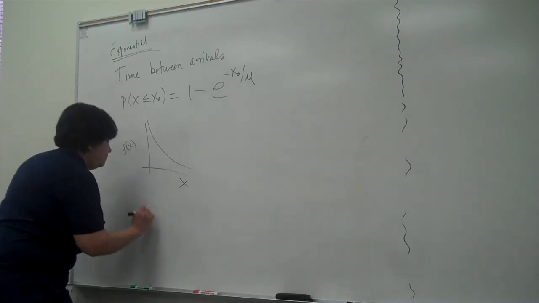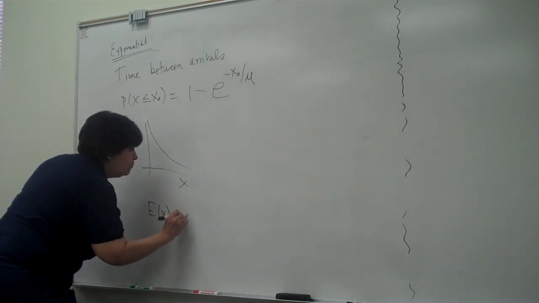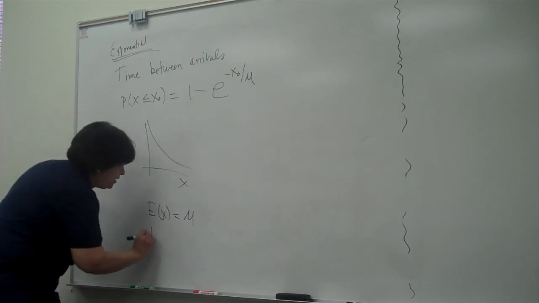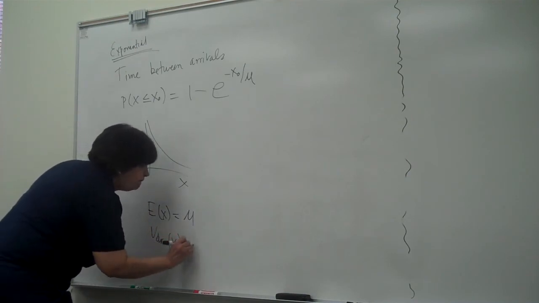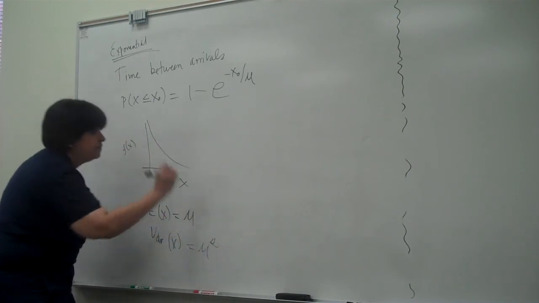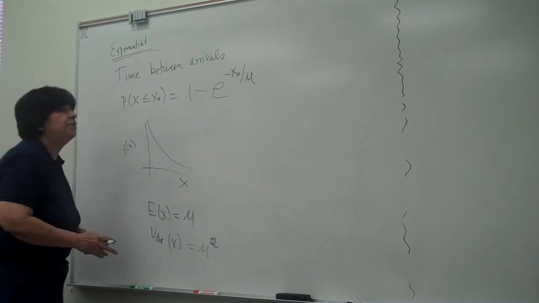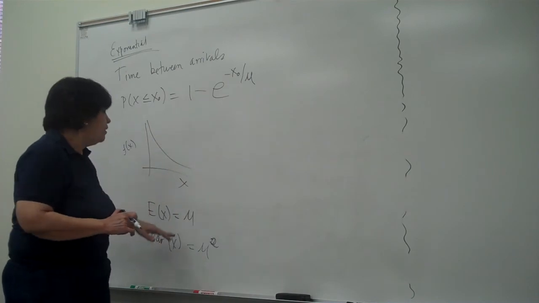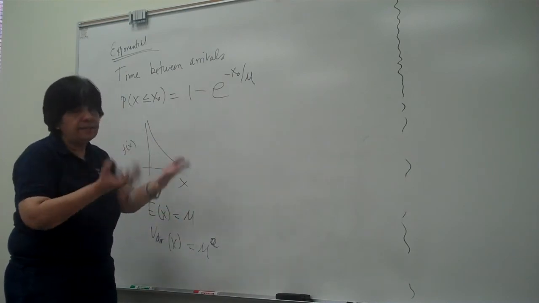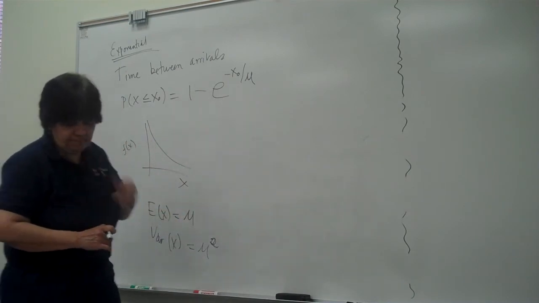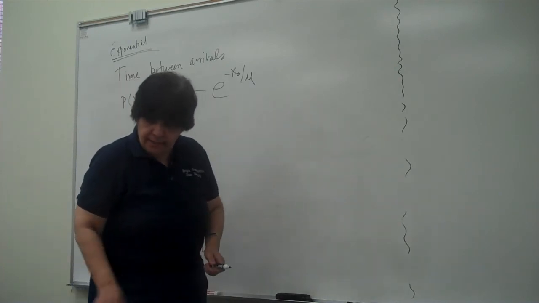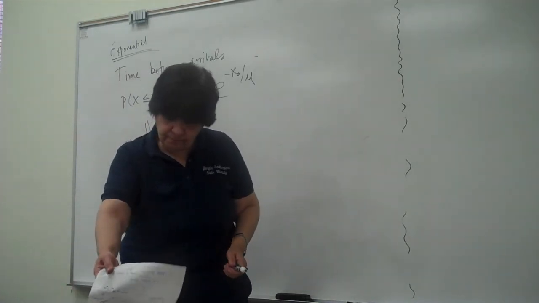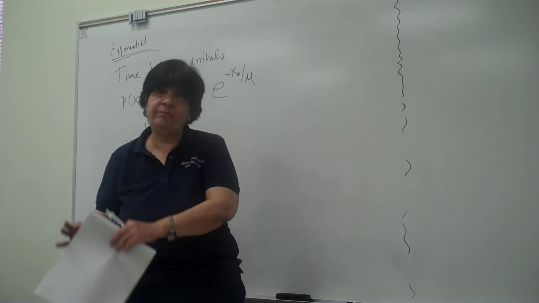The mean is mu, and the variance is mu squared. So if I ask you what the mean is, it's the same parameter, and the variance is mu squared. Okay, let's do one problem for this.